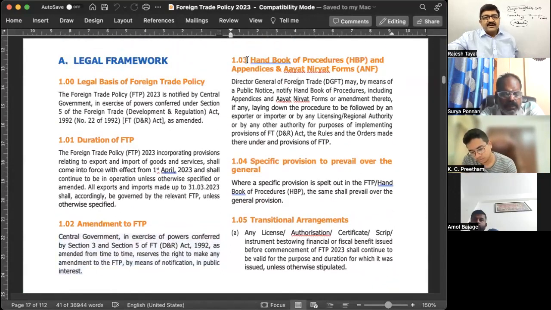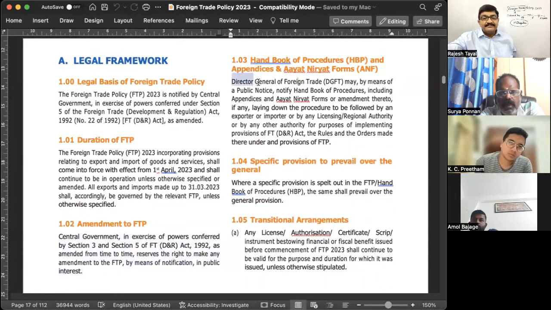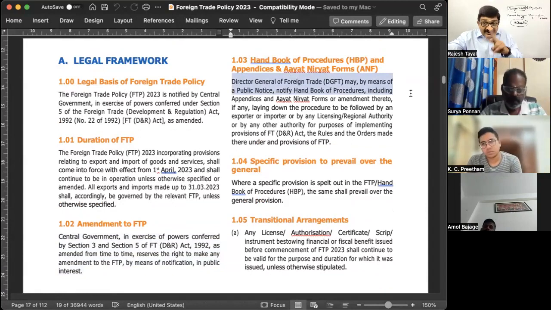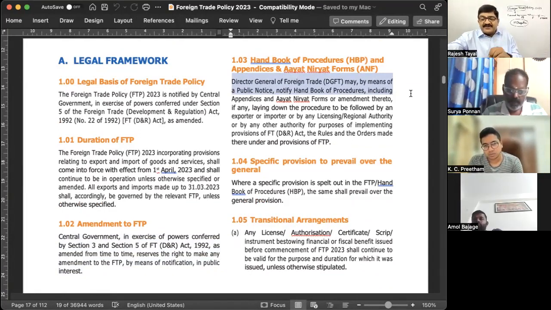Then, here we have a handbook of procedure. Policy is framed by central government and the procedure is specified by DGFT, Director General of Foreign Trade. Okay, so now write it in clear, complete sentence again. The policy is framed by central government and procedures are prescribed by DGFT.